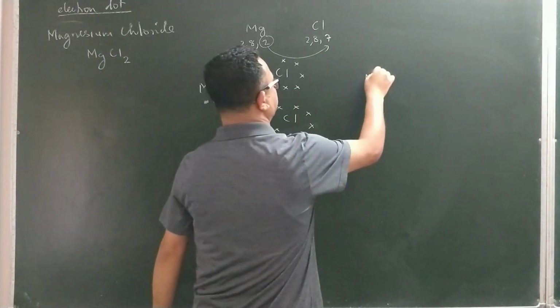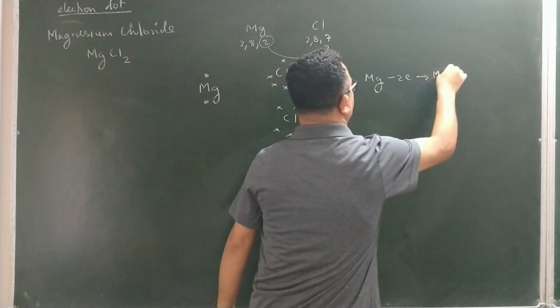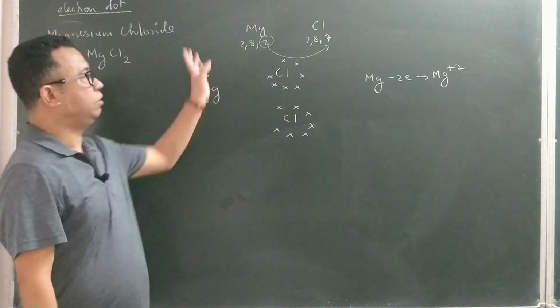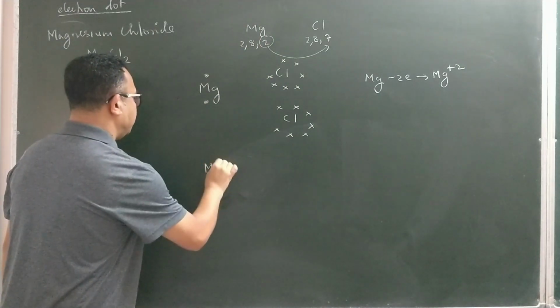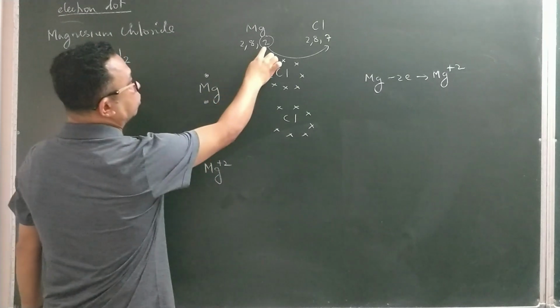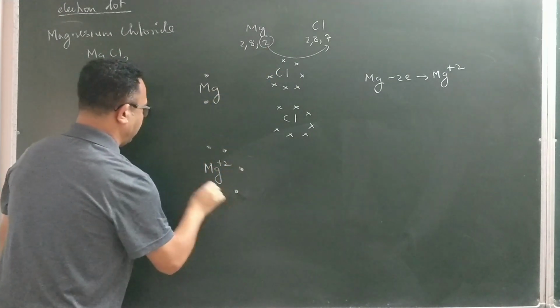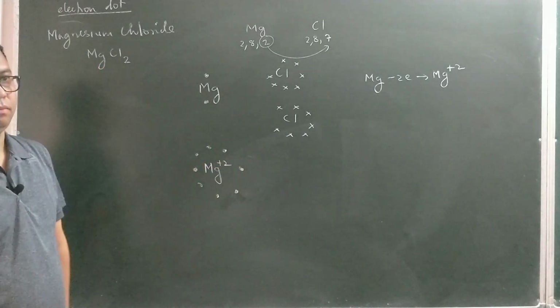Now, magnesium wants to shed these 2 electrons. When magnesium sheds these 2 electrons, it loses 2 electrons to form Mg 2 plus. Now you can see the magnesium cation formed. As it loses the 2 electrons, it forms Mg 2 plus. Now that these 2 electrons are lost, the outermost shell is 8: 1, 2, 3, 4, 5, 6, 7, 8. Now magnesium has outermost shell 8.